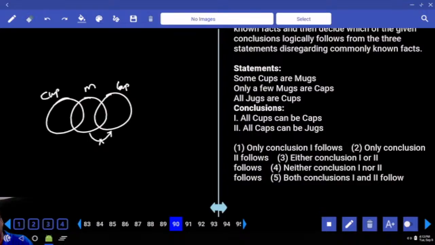All jugs are caps. All jugs are what? Cups. Now this entire jug is a part of cup. No, sir, no. Then first one. All cups can be caps. All cups can be a part of cap or not? All cups can be a part of cap. My cups and caps will undocha. Possible or not possible? Possible. And first one is one. And all caps can be jugs. My caps and jugs are what?